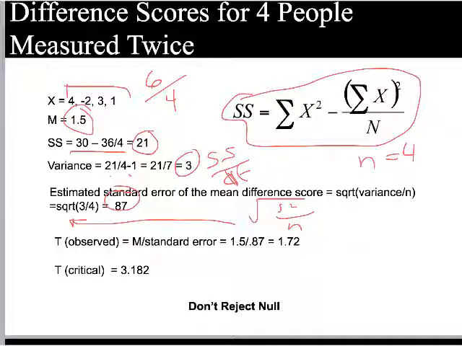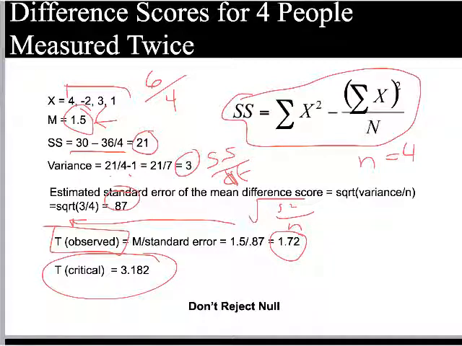The mean difference score is 1.5. That's the first value we derived up here. Divided by 0.87, that's the estimated standard error of the mean difference. And that's equal to 1.72. So we've got our t observed here. And our t critical is 3.182. That's based off of an alpha of 0.05, degrees of freedom 3, two-tailed. So clearly, the t observed is not larger than t critical, and we would not reject the null.